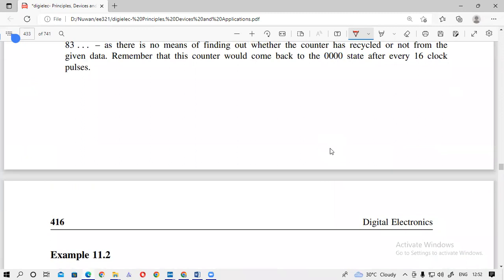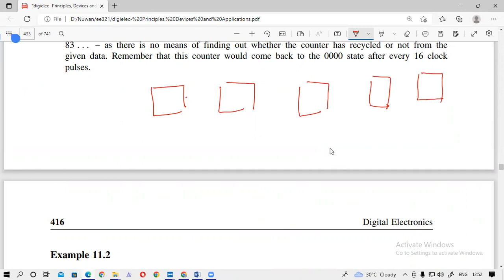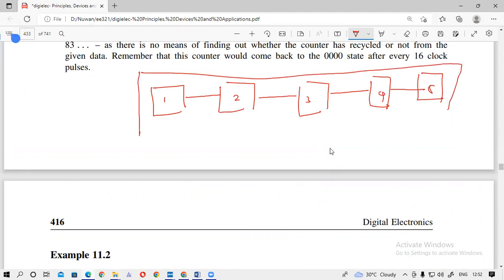So let's do a simple question. Let's say that you have 5 flip-flops, and this is a counter. So this is a 5 mod ripple counter. I am asking you this kind of question.